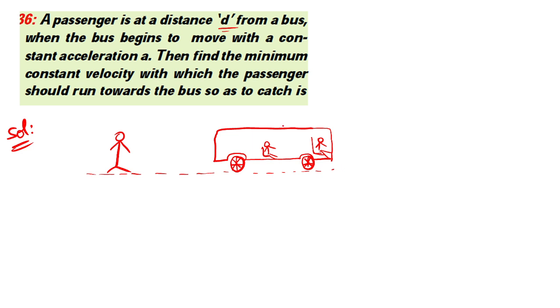So considering the bus is moving with what velocity? The constant acceleration a I told you. It means the bus started with constant acceleration, and keeps on increasing its speed. Now, find the minimum constant velocity with which the passenger should run towards the bus so as to catch it. Yes or no? This person should not change his velocity, but the bus can change its velocity. That's the question here.